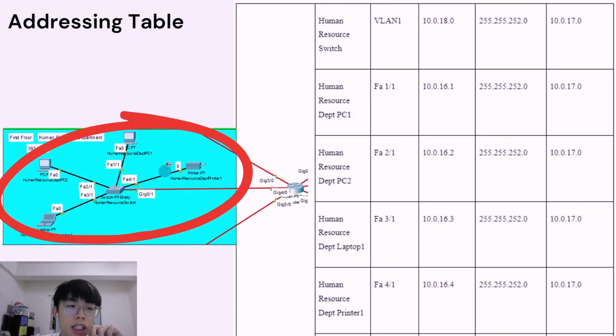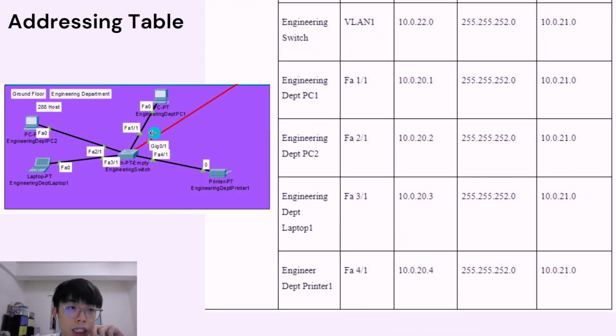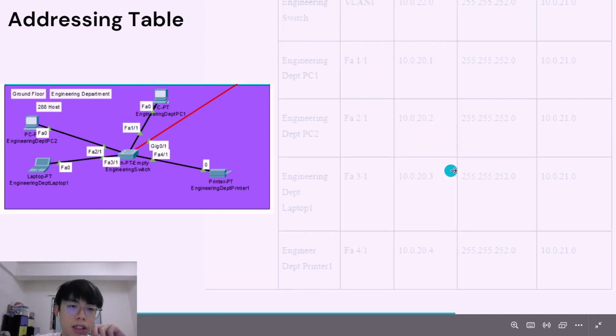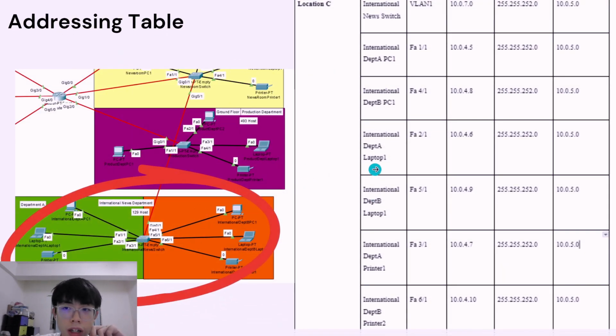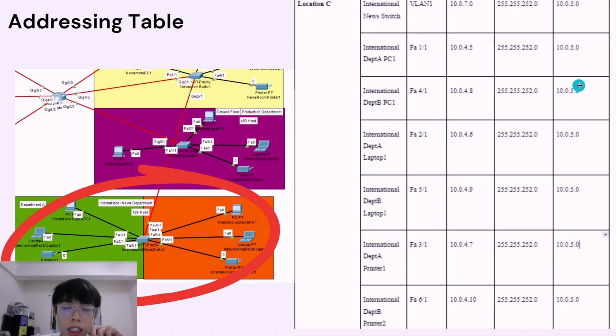Same logic in the human resource department in location B, and same logic in the engineering department in location B. You can see 1, 2, 3, 4, same default gateway, same subnet mask. Then for location C, you might wonder, because it uses the same subnet mask, but it uses the same default gateway as the newsroom. Why? I think this is because the question mentioned that all news departments should use one subnet, so the default gateway is the same. Then you might wonder why it starts from 5.